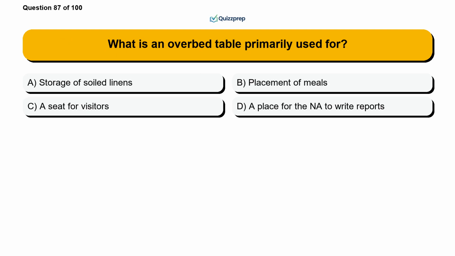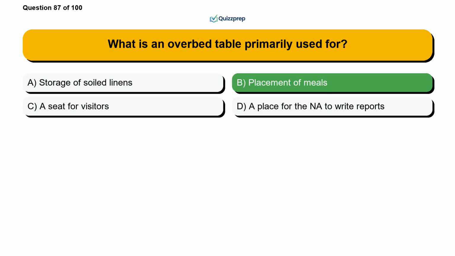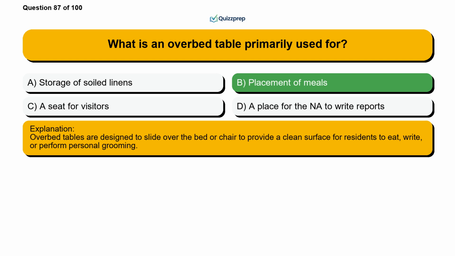Question 87. What is an overbed table primarily used for? Option A, storage of soiled linens. Option B, placement of meals. Option C, a seat for visitors. Option D, a place for the NA to write reports. The correct answer is option B, placement of meals. Overbed tables are designed to slide over the bed or chair to provide a clean surface for residents to eat, write, or perform personal grooming.